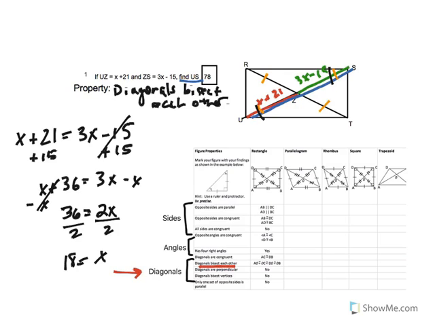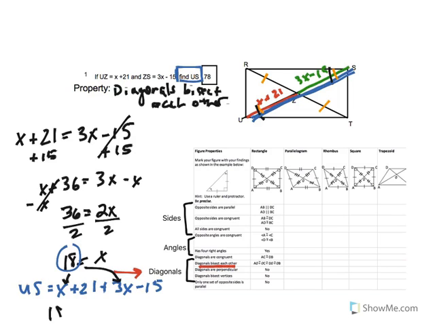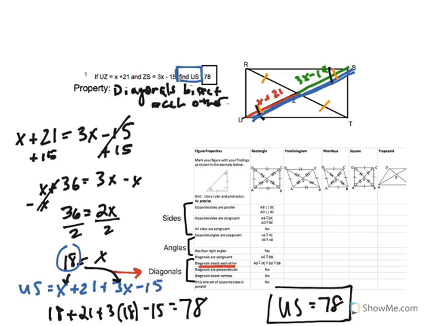Am I finished? No, I need to find US. So now US equals this whole piece here. So I need to add x plus 21 and 3x minus 15. I know that x is 18, so I'm going to substitute it into the problem here. And I get 18 plus 21 plus 3 times 18 minus 15 equals 78. US equals 78. And the property that we used was that diagonals bisect each other.